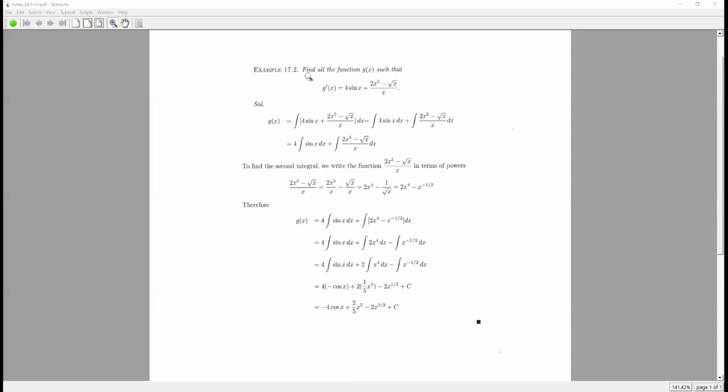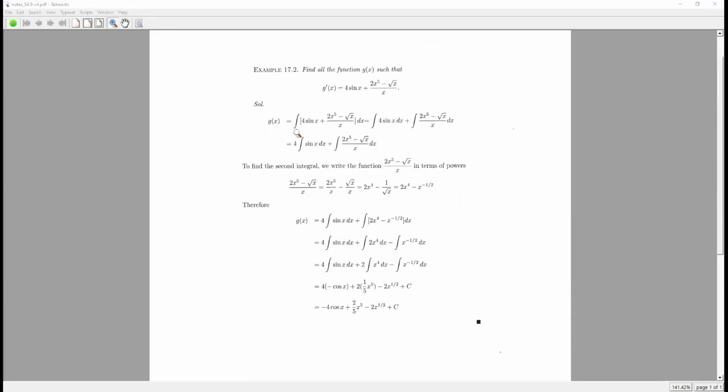Example 2. Find all the functions g that satisfy this equation. The derivative of g is this function, so g is an antiderivative of this function. To answer the question, we compute the indefinite integral of this function. So g is the indefinite integral of the right-hand side of the equation.